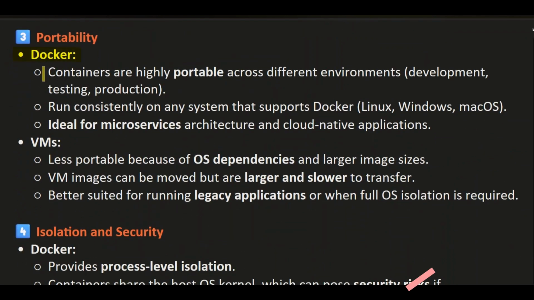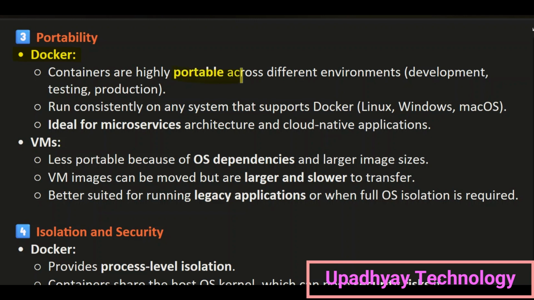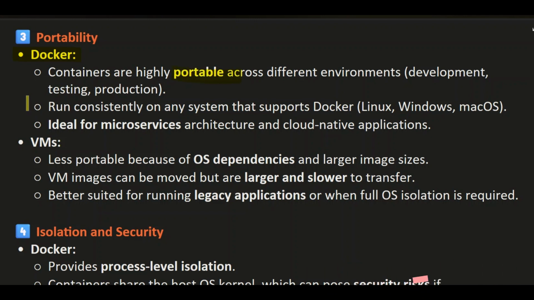Portability. Docker: containers are highly portable across different environments: development, testing, production. They run consistently on any system that supports Docker: Linux, Windows, macOS. Ideal for microservices architecture and cloud-native applications.